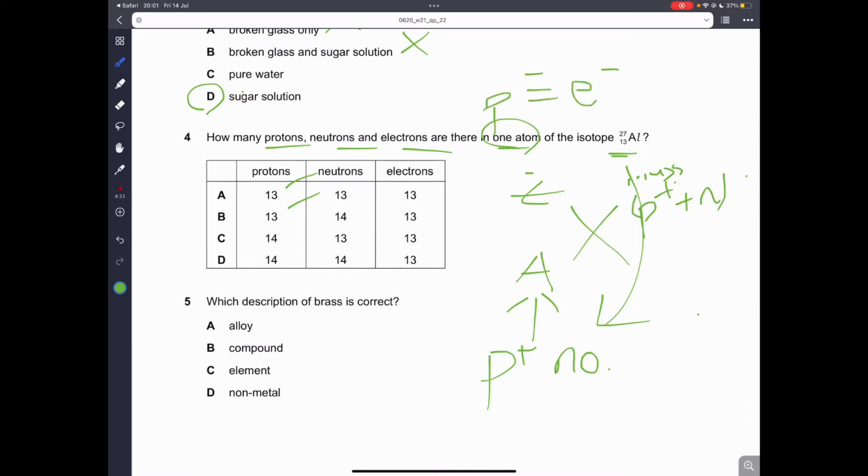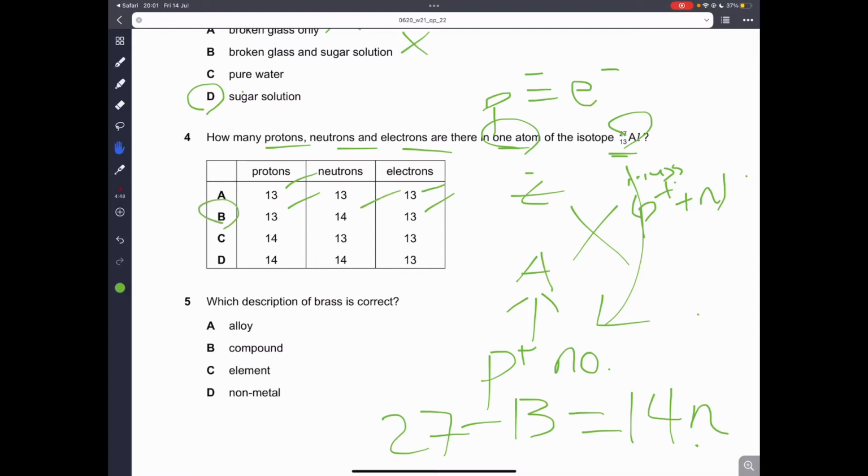So if there are 13 protons, there are also 13 electrons to balance out the positive charge. Now finally, we are left with neutrons. Remember, proton plus neutron is the mass number. So this 27, if we minus the proton number, we will get the remaining neutron number, which is 14. Therefore, B is the correct answer.